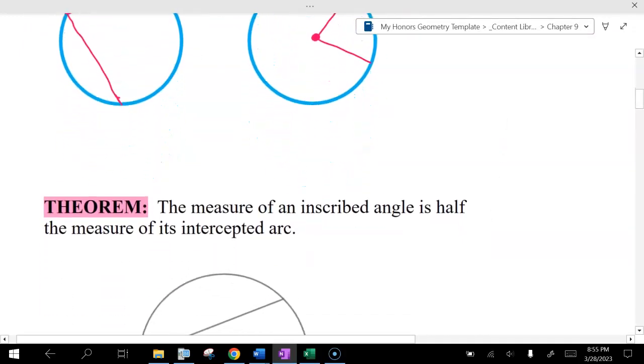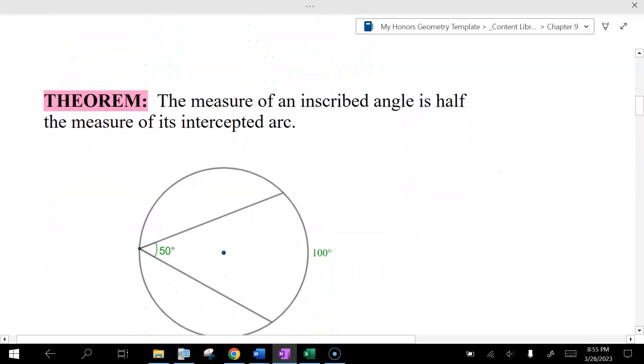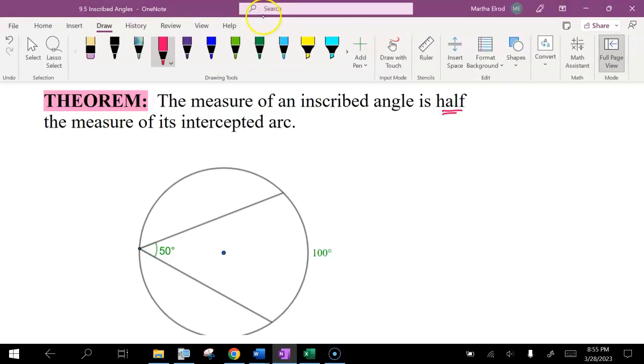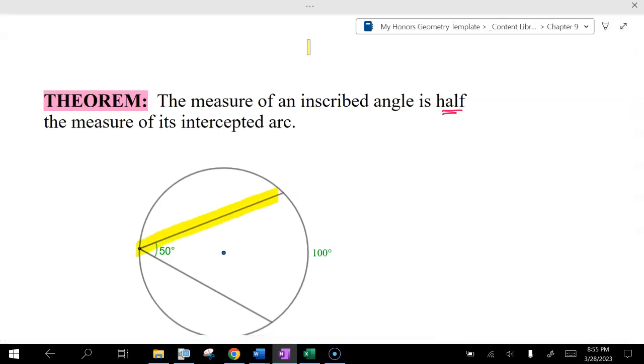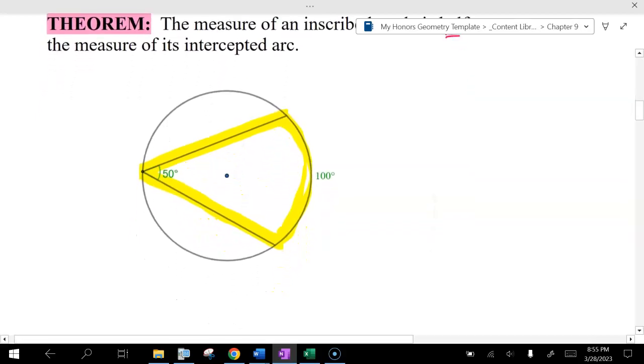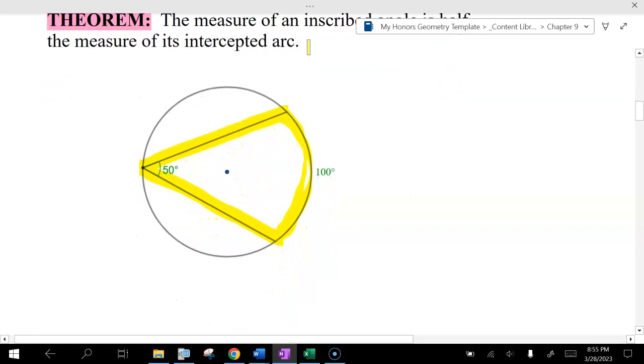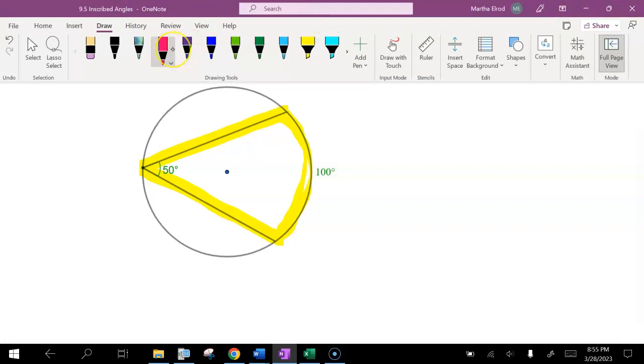So now let's move on and take a look at some theorems that we'll learn today. The first one is that the measure of an inscribed angle is going to be half the measure of its intercepted arc. So if we look at this picture here, you'll notice that I have a 50-degree angle whose vertex is on the circle itself. And then when we talk about the inscribed angle, we're talking about the angle that's inside, or where that angle meets the circle. And so here we see that the intercepted arc is going to be 100 degrees.